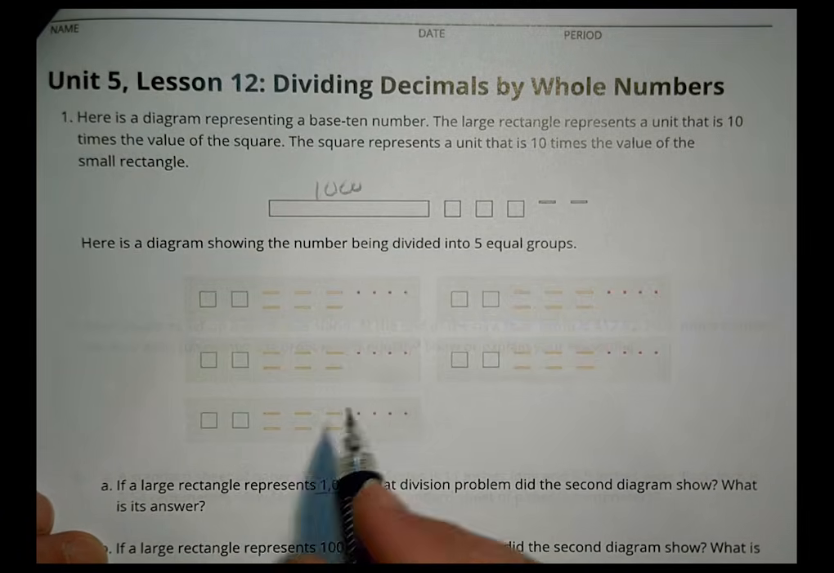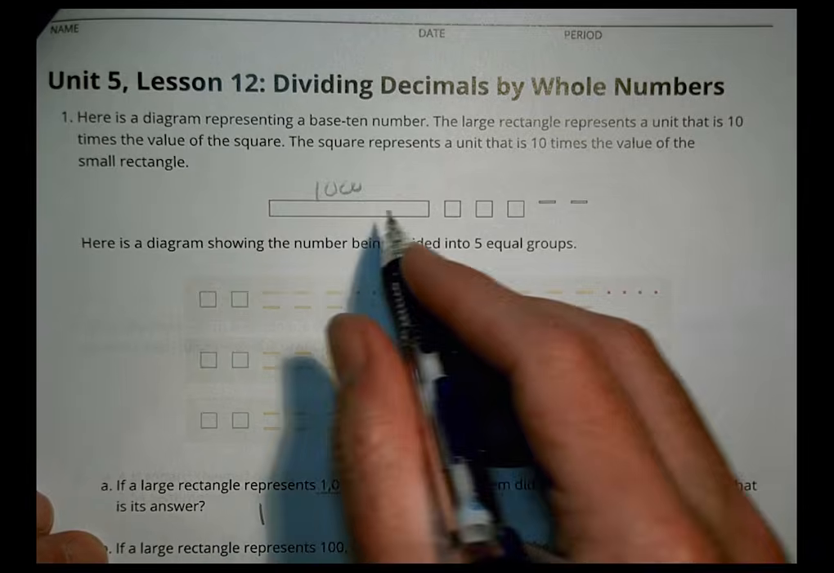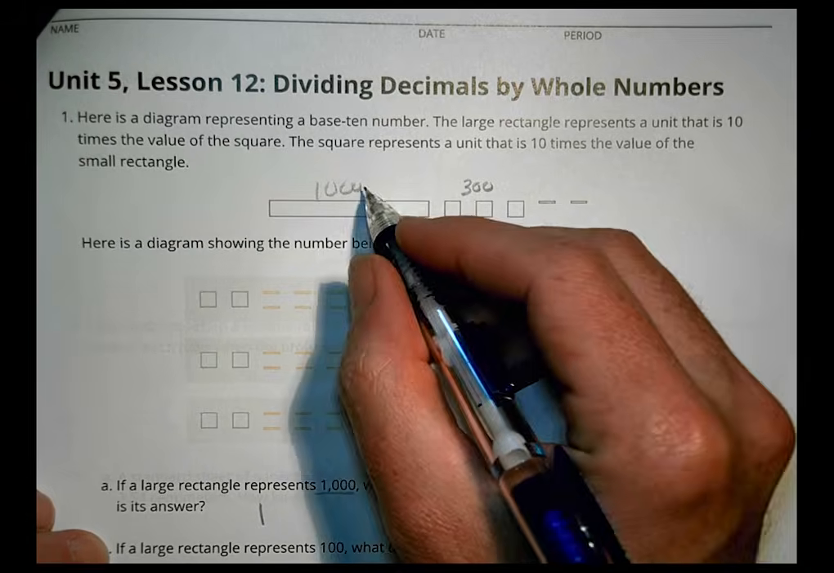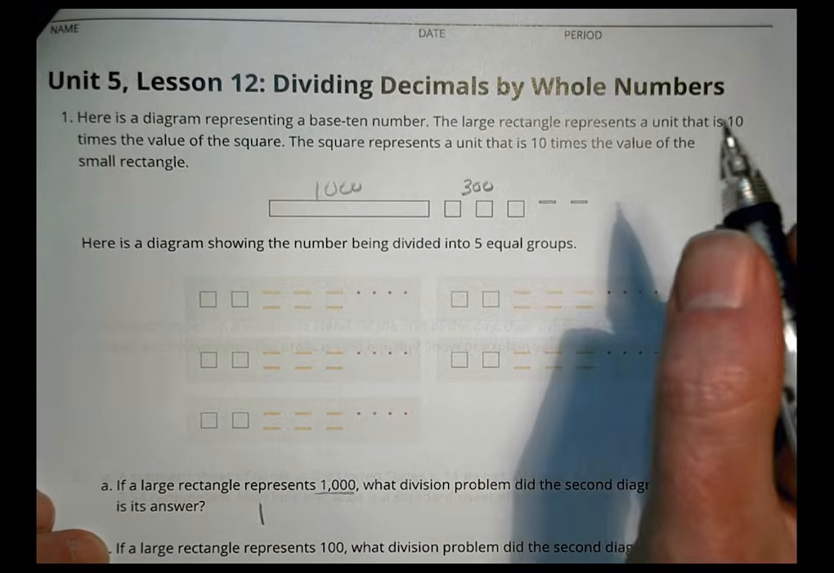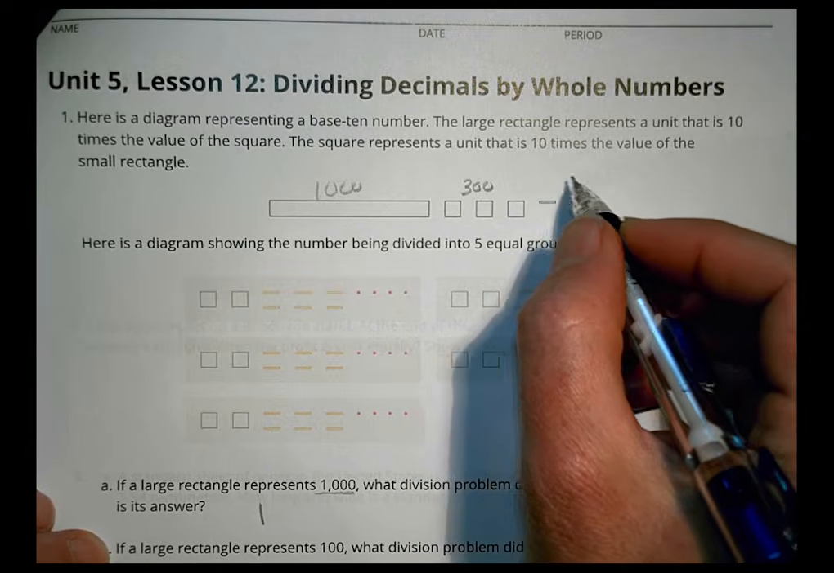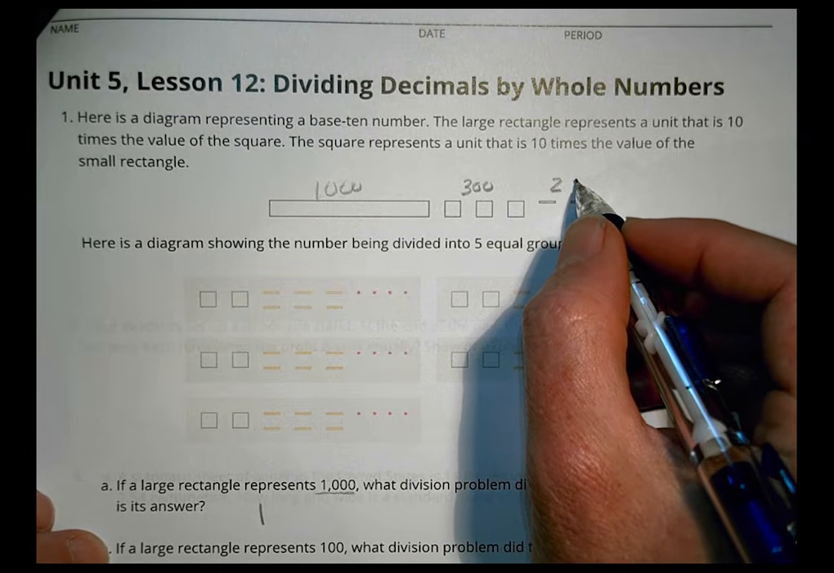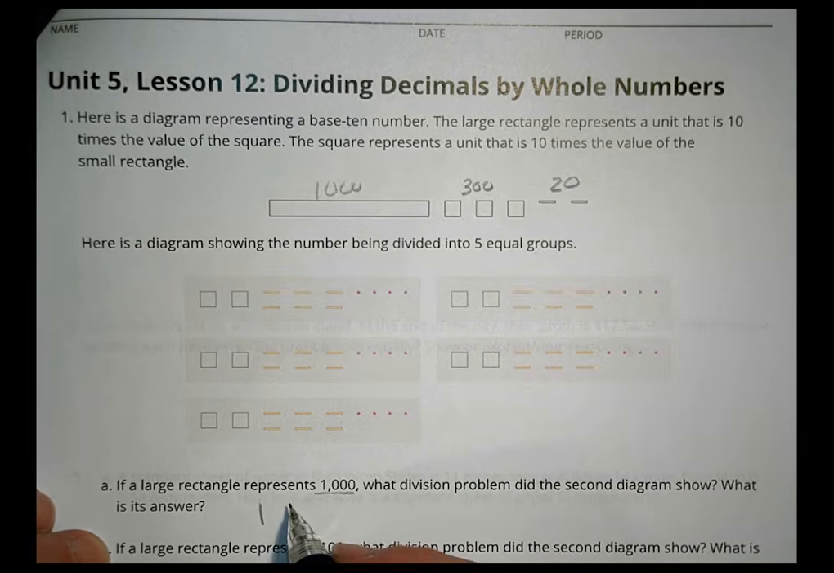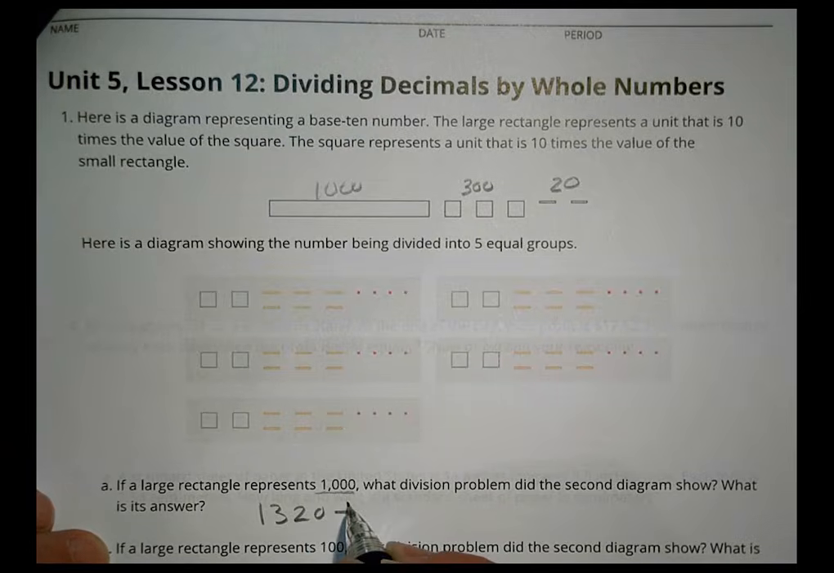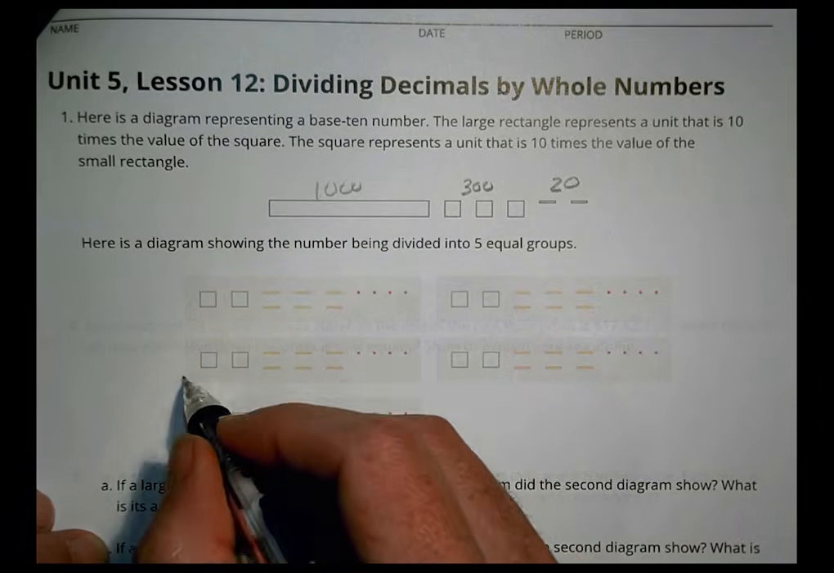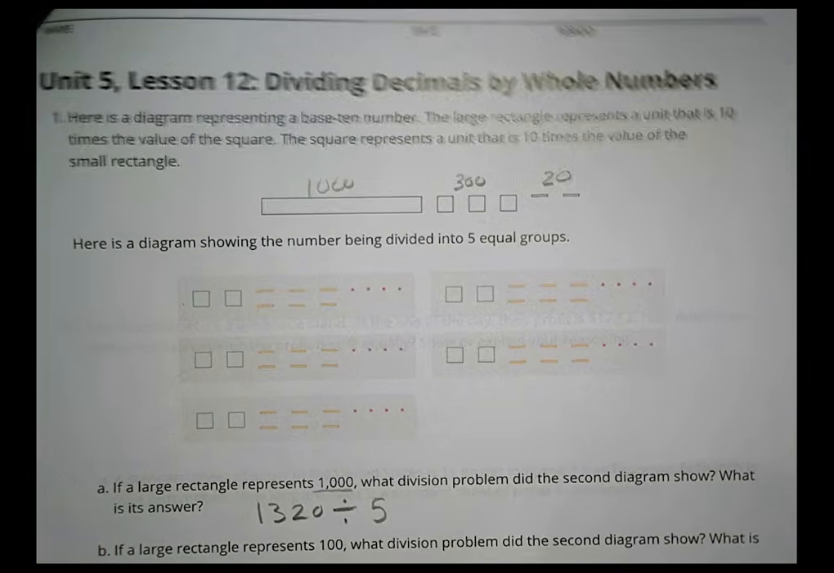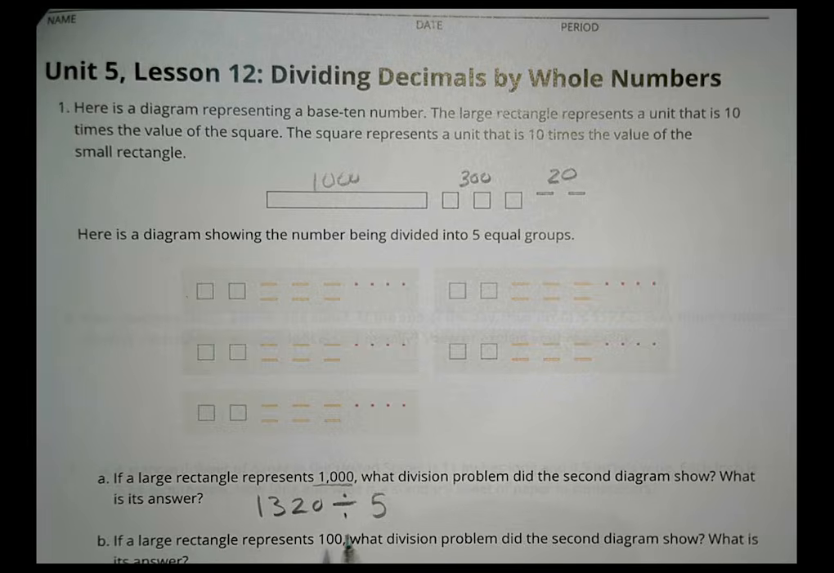Well, this is the second diagram. So if this is 1,000, this is going to be 300, because it's 10 times less, or 1,000 divided by 10, and this would be 20. So we have 1,320 is what we're starting with, divided into 1, 2, 3, 4, 5 groups, if the first one happens to be 1,000. If the large rectangle represents 100, what division problem did the second show?